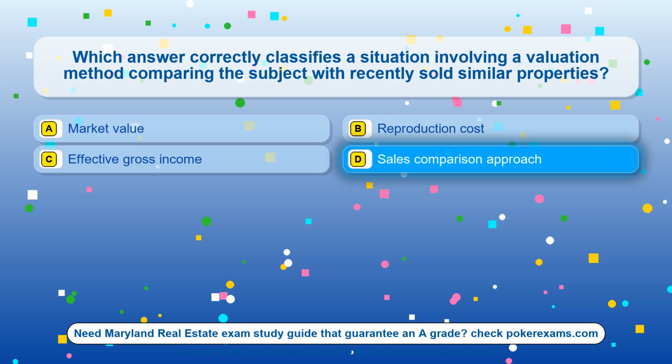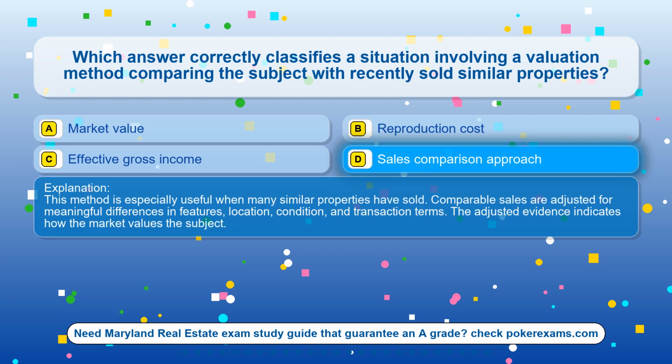The correct answer is option D, sales comparison approach. This method is especially useful when many similar properties have sold. Comparable sales are adjusted for meaningful differences in features, location, condition, and transaction terms. The adjusted evidence indicates how the market values the subject.